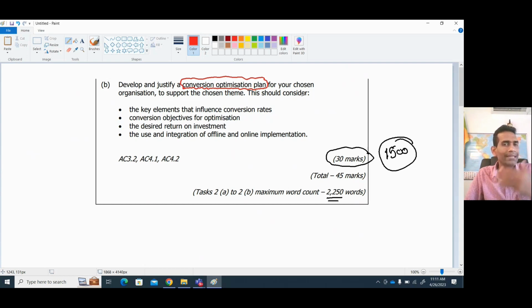Which means, in layman's language, if I say n number of people are visiting your website, and out of those n people who are visiting your website, you convert, let's say, 20% as customers.